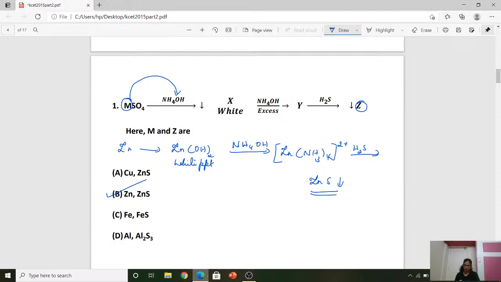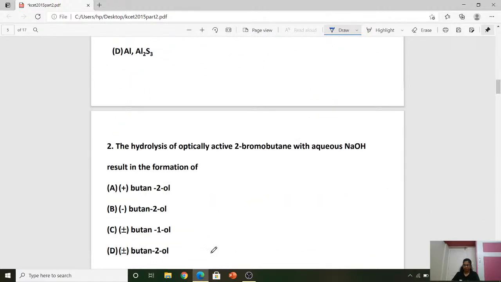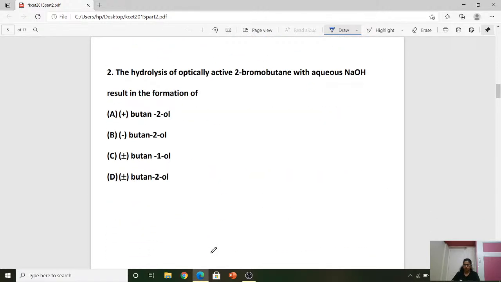So let us go to the second question. The hydrolysis of optically active 2-bromobutane with aqueous NaOH results in the formation of. So the hydrolysis of optically active 2-bromobutane with aqueous NaOH. You see here, you have taken 2-bromobutane.